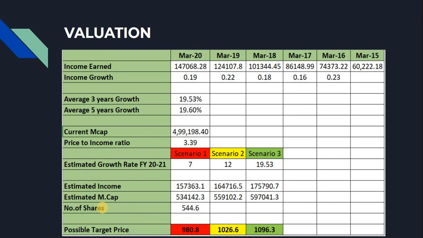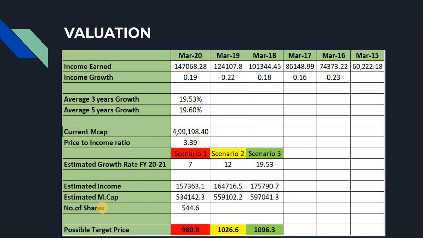Scenario three is the best possible scenario, where the average growth for the past 3 years is around 19.53. Assuming that this year also HDFC might grow at 19.53 percentage, our possible target comes to around 1096 rupees. Since there is an effect of corona, I have considered the other two scenarios, one is the average and one is the pessimistic view.